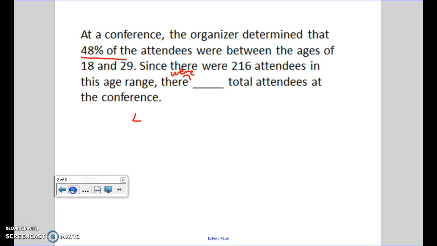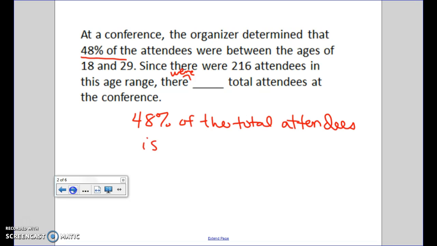Well, I know that 48%, I'm going to use the actual word, of the total attendees is 216. And so what I did here is I summarized the problem, but I made sure to use the words, and in fact, you probably don't need to write this on your paper, but when you say it out loud, it'll probably help you to write an equation. I used the word of and is. I know that 48% of the total is 216.